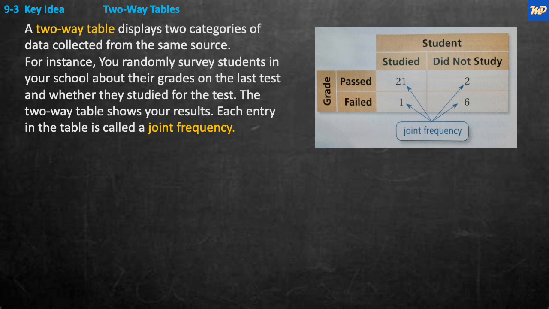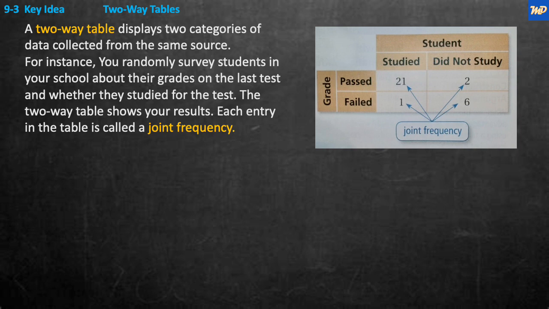Okay, so a key idea here, two-way tables. A two-way table displays two categories of data collected from the same source. For instance, you randomly survey students in your school about their grades on the last test and whether they studied for it. The two-way table shows your results. Each entry in the table is called a joint frequency. So we're going to look at this table here.